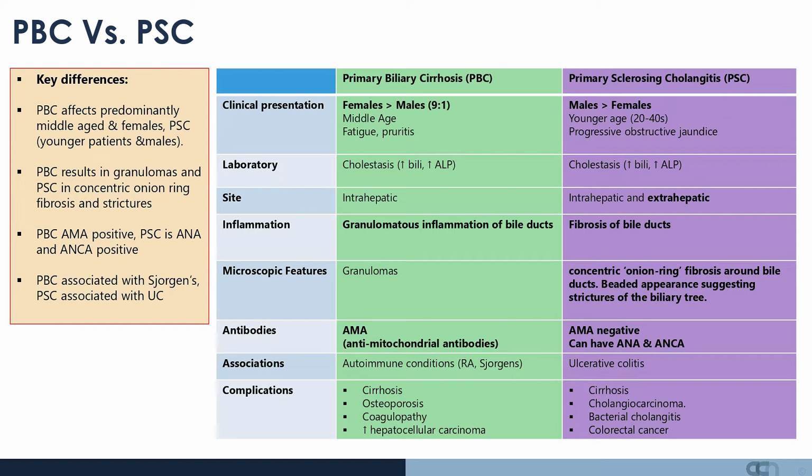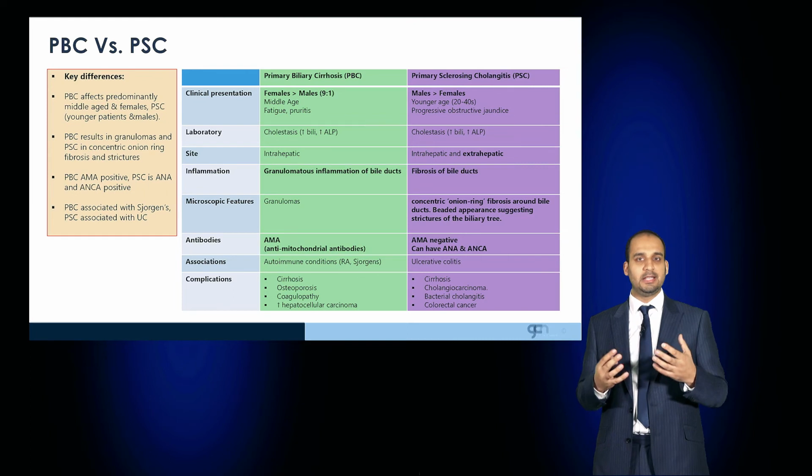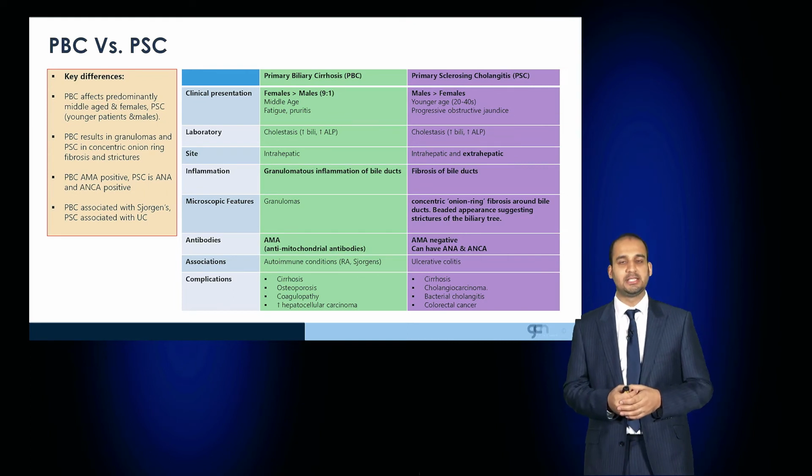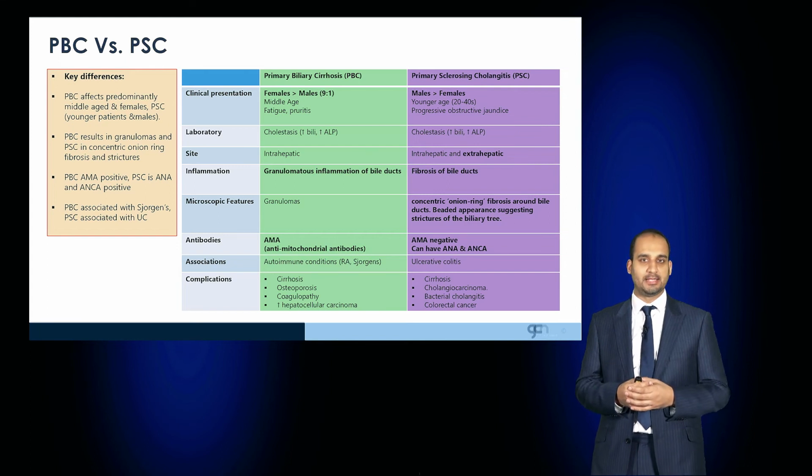Primary biliary cirrhosis patients are usually AMA positive, and primary sclerosing cholangitis patients are usually ANA and ANCA positive. Primary biliary cirrhosis is associated with Sjögren's, and primary sclerosing cholangitis is usually associated with ulcerative colitis. So clinically, primary biliary cirrhosis, females more than males, middle age, they present with fatigue and pruritus.